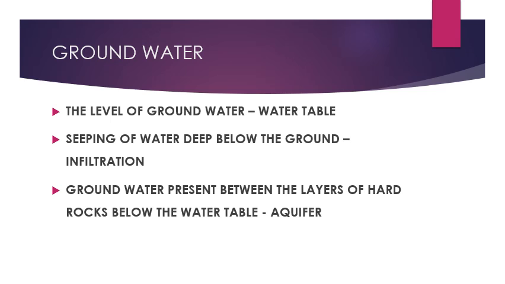Next is groundwater. Some part of rainwater goes into the soil, into the non-porous rocks beneath, and seeps under the ground. This is called groundwater or underground water. The level of groundwater is called the water table. The process of seeping water deep below the ground is called infiltration. At many places, groundwater is present between the layers of hard rocks below the water table and is called an aquifer.